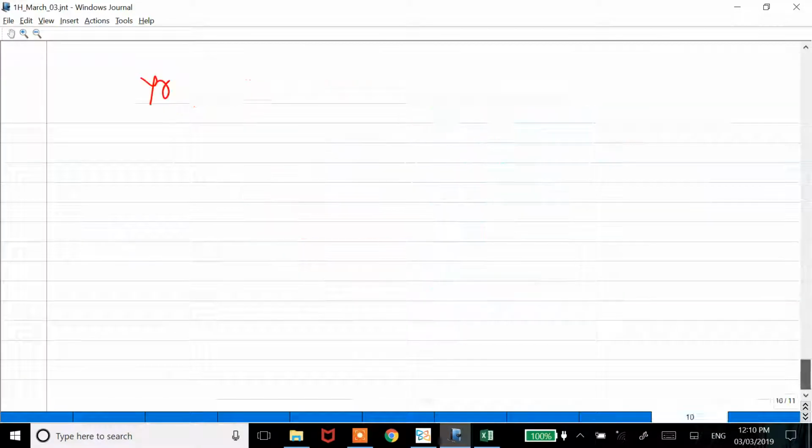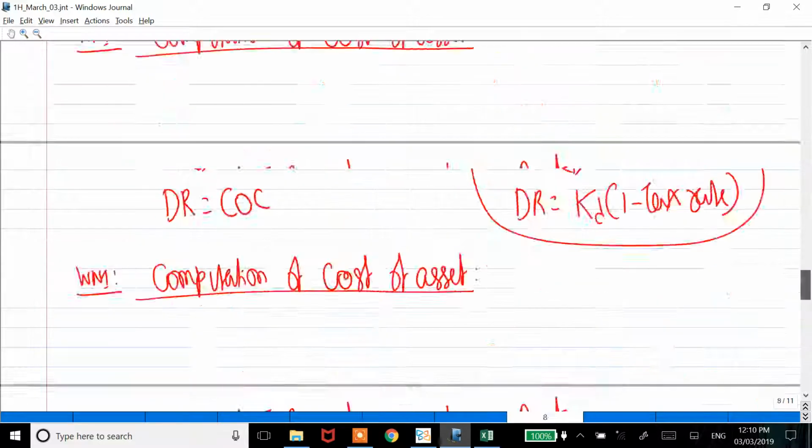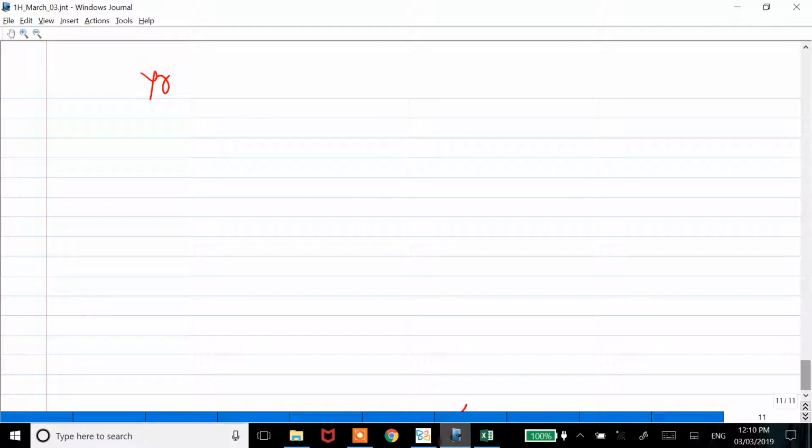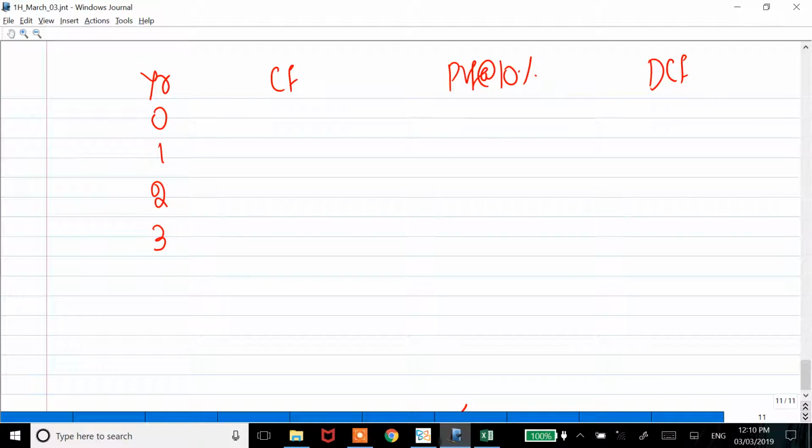Here, cash flow, PVF at 10%, DCF. The first one is 3-year lease, 0, 1, 2, 3. Now read the question carefully and tell me year 0 and year 1 cash flow.